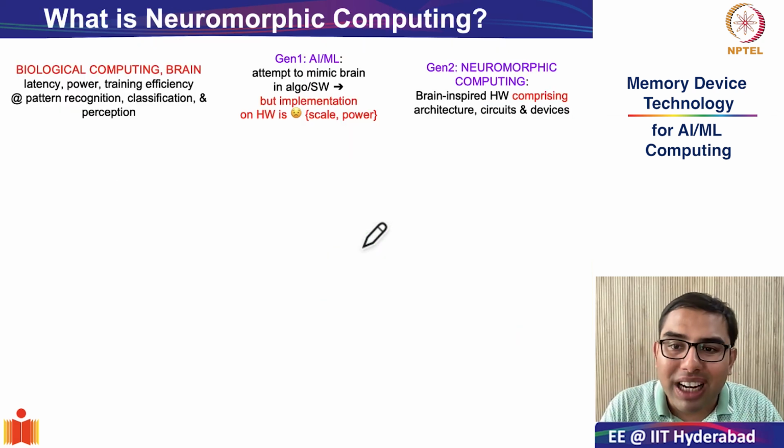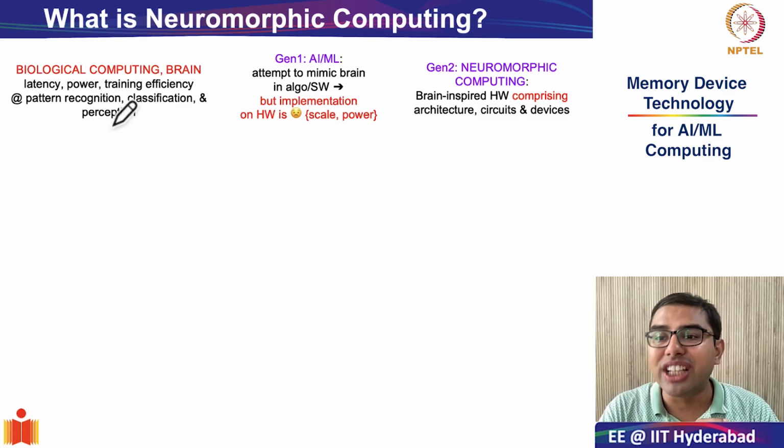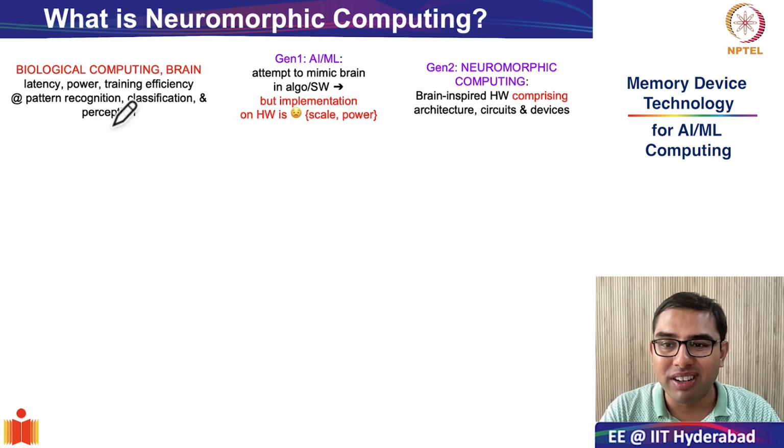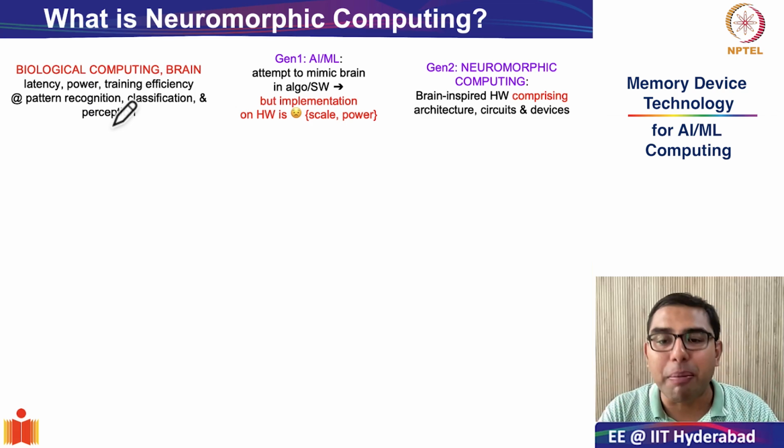So, from the last slide, we already saw that modern day CPUs and GPUs are very powerful, but their power efficiency is very, very poor compared to the human brain. So this leads to the question, how do we bridge this particular gap?